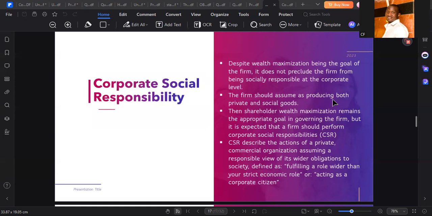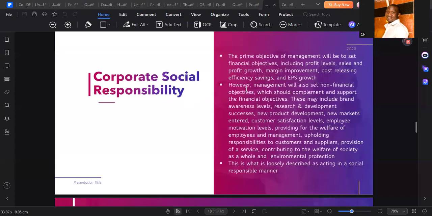It encompasses actions that a company or a private commercial organization may assume as an obligation to society, as a way of fulfilling the roles of its wider economic value. For instance, MTN in the way that they sponsor social games, the mine in the way that they sponsor roads and education scholarships. All these fall under the umbrella of corporate social responsibility. So it's an expectation, and it's a prime objective of management to set these financial objectives.